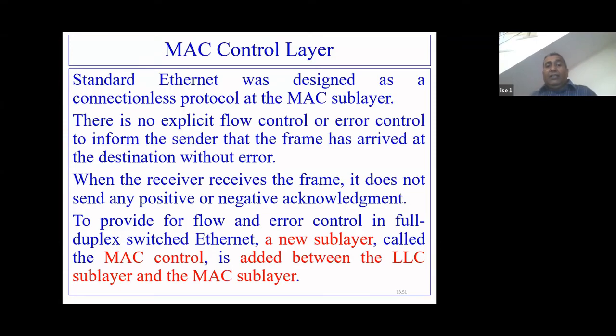But for full duplex switched Ethernet, flow control and error control were to be provided actually. So for providing flow control and error control in full duplex switched Ethernet, a separate sublayer was added, called MAC control. It was added between the logical link control and the MAC sublayer. And this MAC control's job was to incorporate flow control and error control into full duplex switched Ethernet.